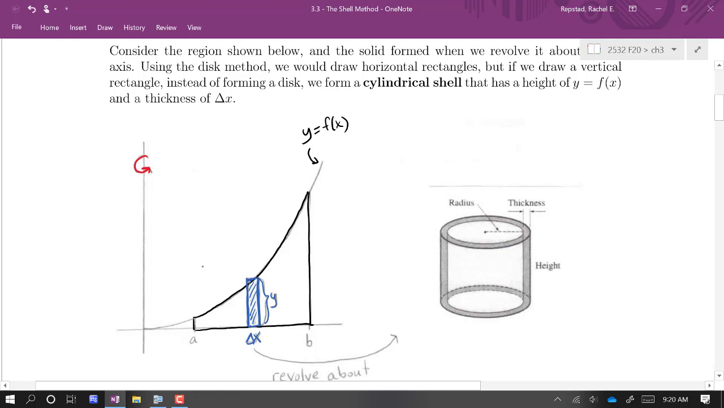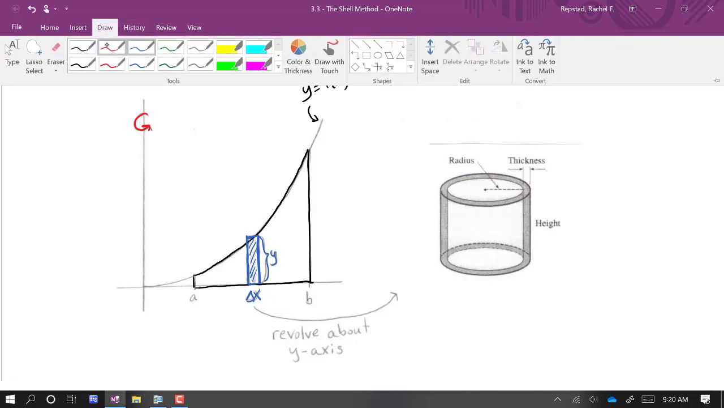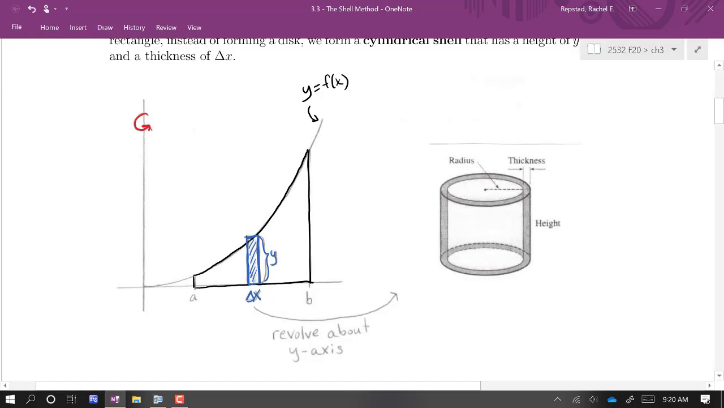So now, imagine, this takes a little bit of visualizing. We're going to take this blue rectangle, and we're going to revolve just this rectangle about the axis of revolution, about the y-axis, right? And when we do that, we get this shell shape that is mostly hollow. Like there's all this empty space.